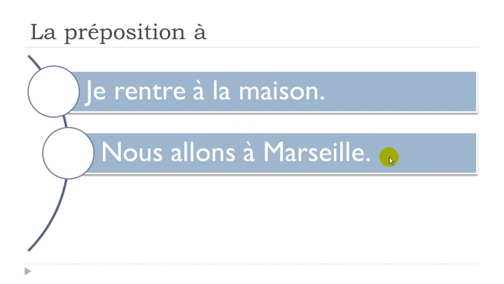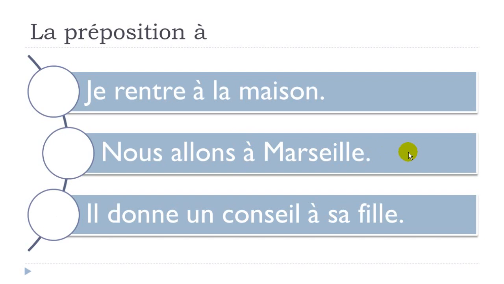Then, il donne un conseil. Donner is to give, un conseil, an advice. So he gives an advice à sa fille. Sa fille, his daughter. So in that case, to his daughter, you should also use this préposition à. So je rentre à la maison. Nous allons à Marseille. Il donne un conseil à sa fille.